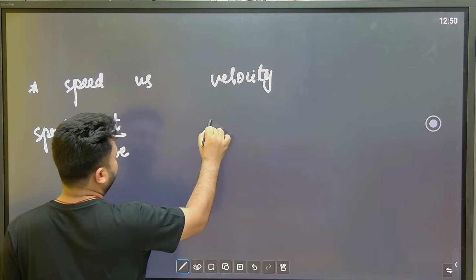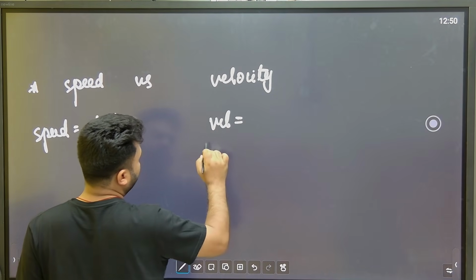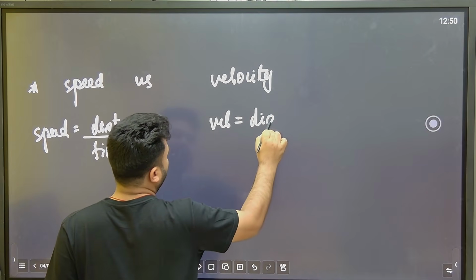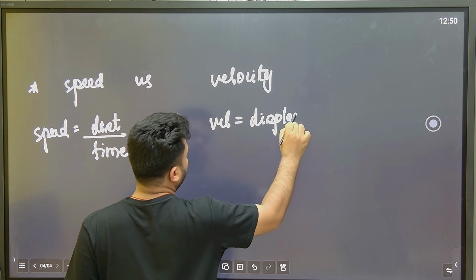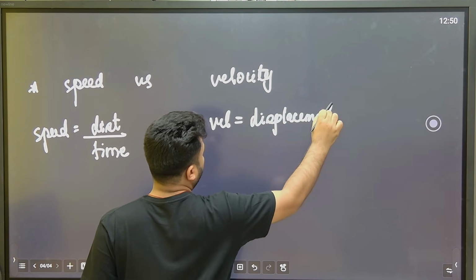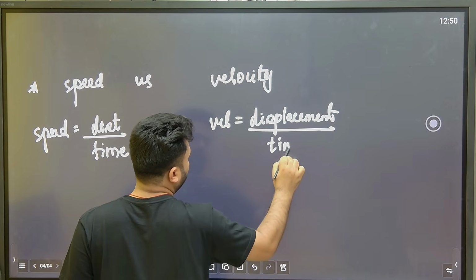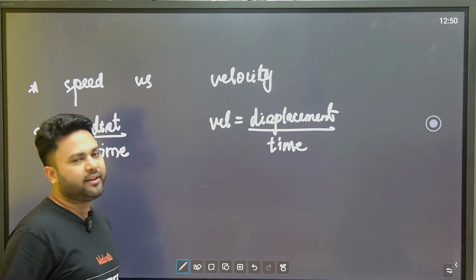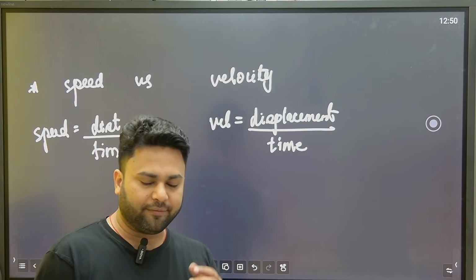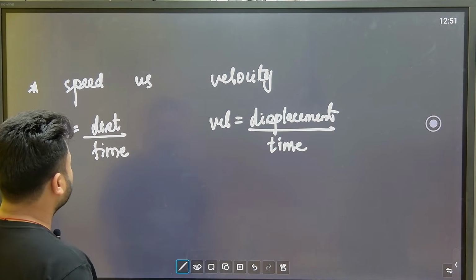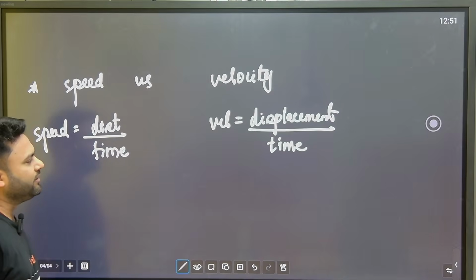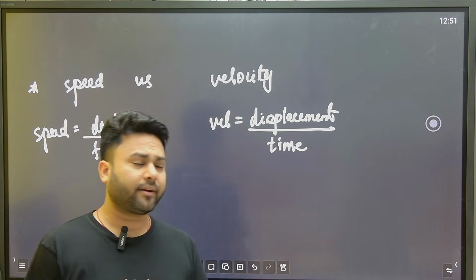and velocity is defined as displacement, how much displacement is there, divided by time. So you have to calculate the displacement here and then divide by time. So this will be velocity, this will be speed. Correct.